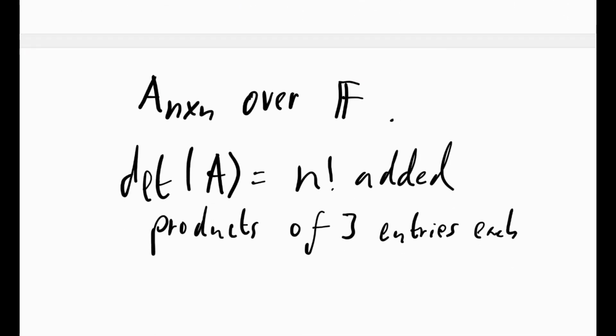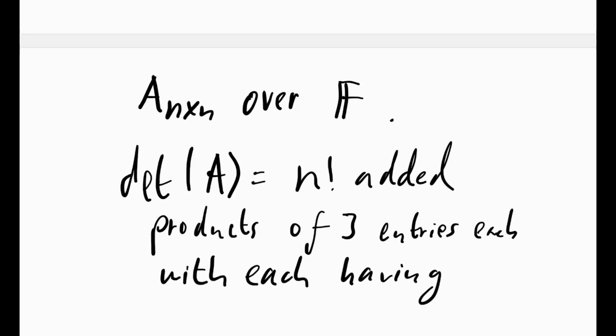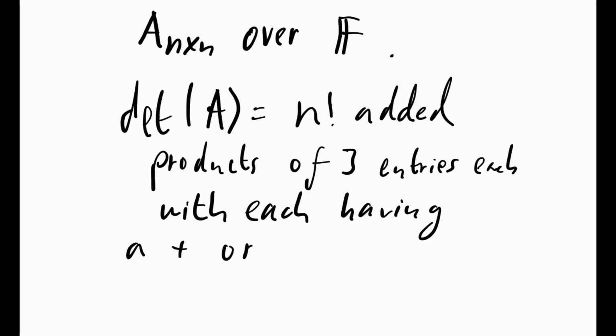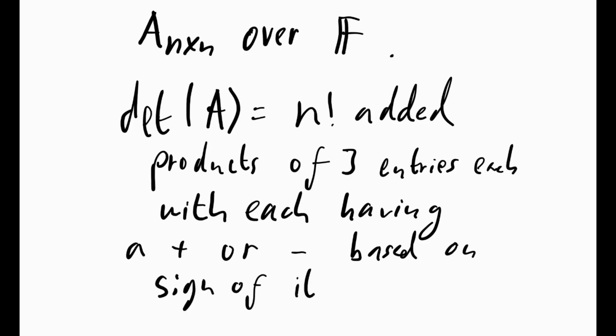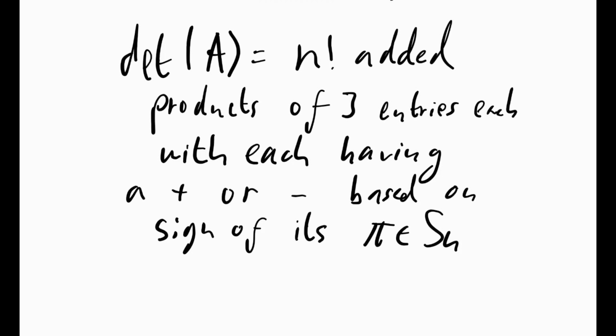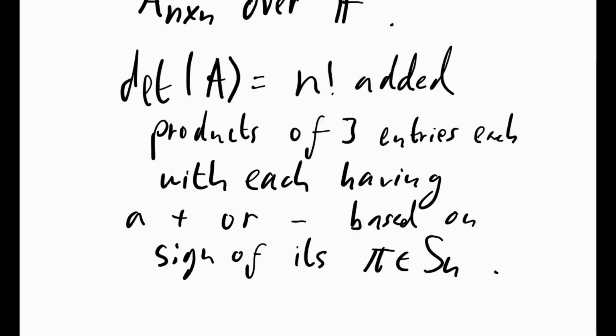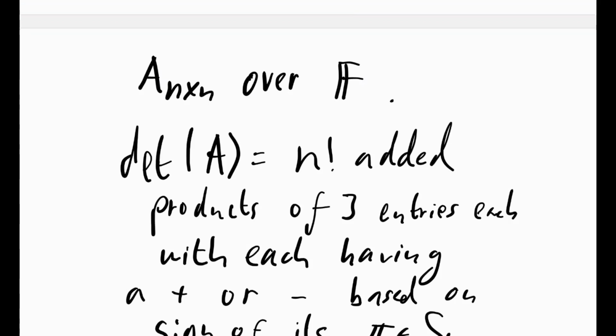Each having a plus or minus based on the sign of its corresponding permutation. So we can denote this as the sum over the element pi from the set S sub n. So if the permutation is even, it will have a plus sign in the sum. If it's an odd permutation, it will have a minus sign. And it works the same way.